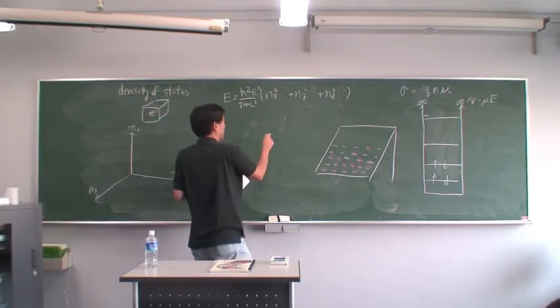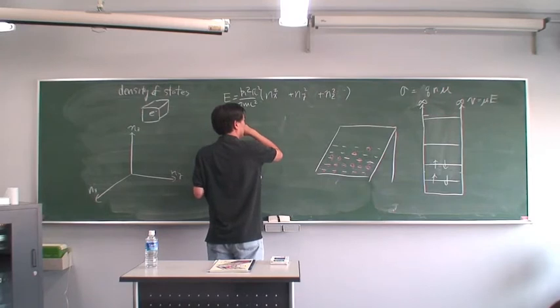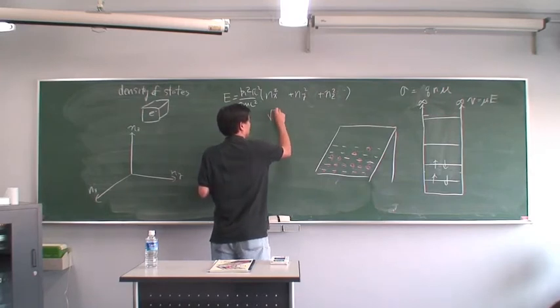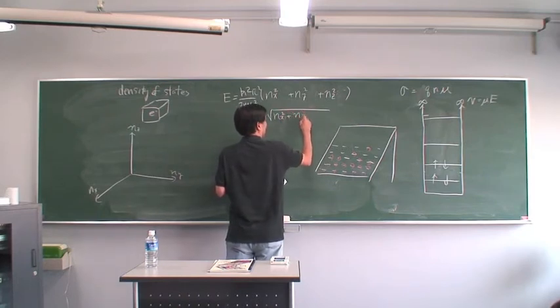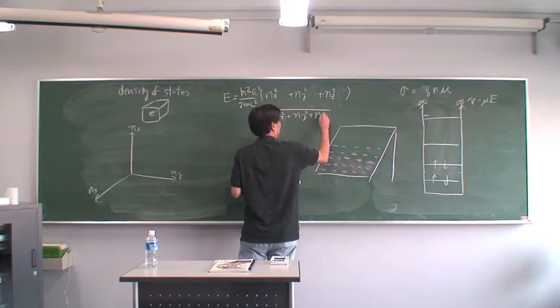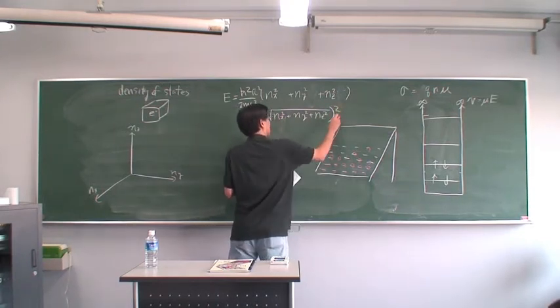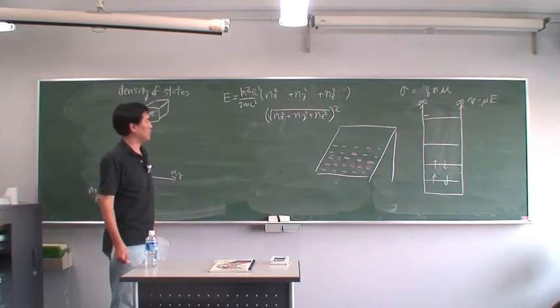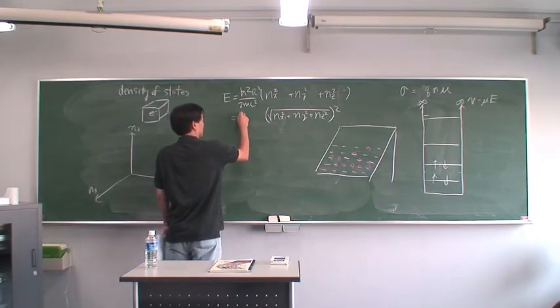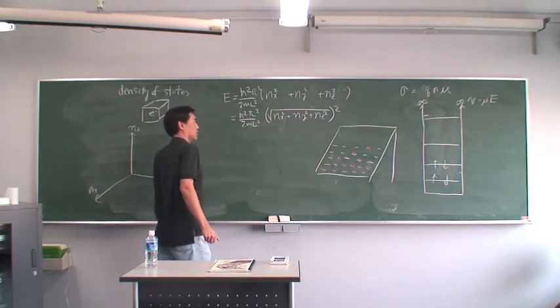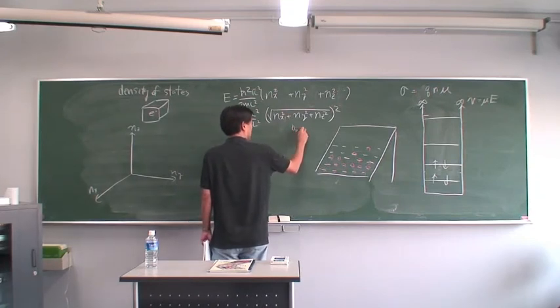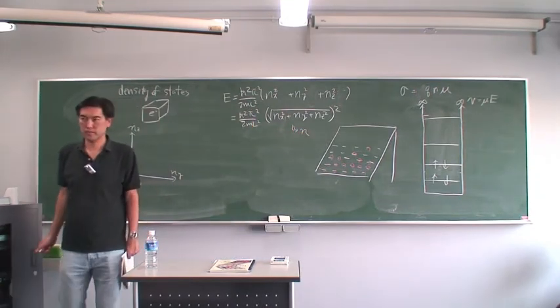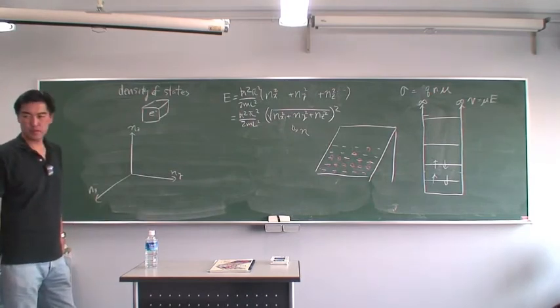Of course, I didn't draw this, but this is meant to be x. It's the same thing, right? And this is considered as n in the previous slide.